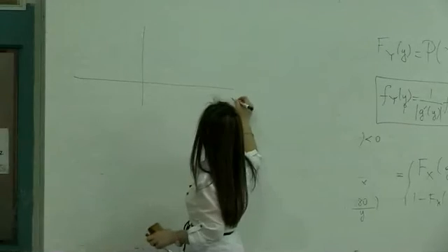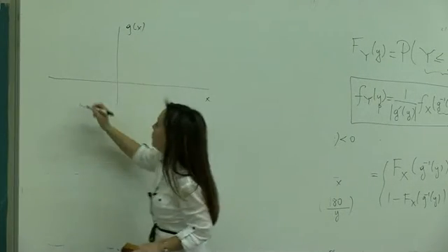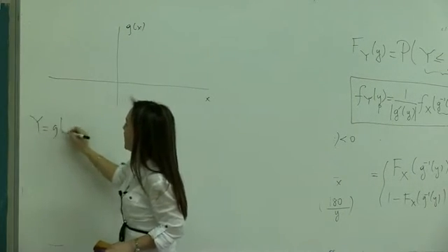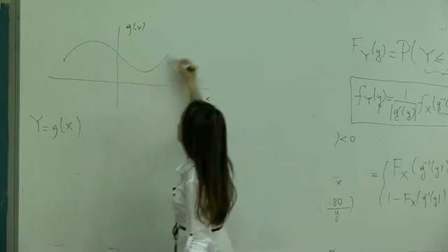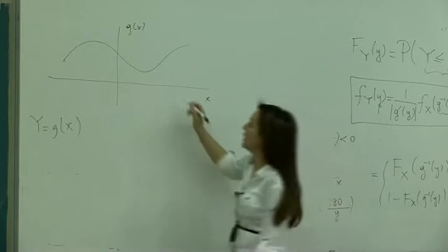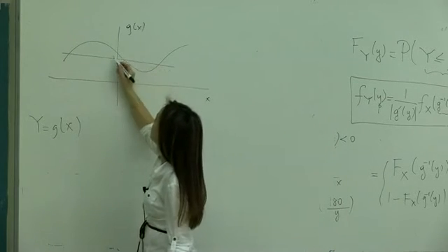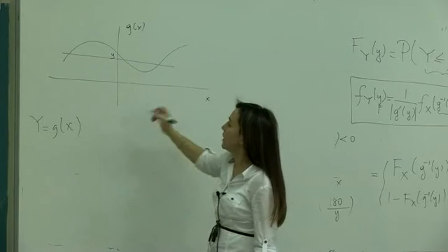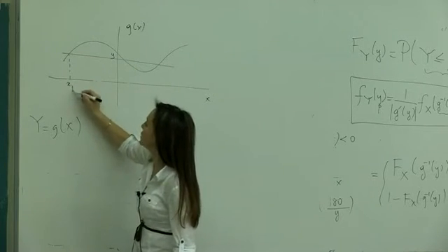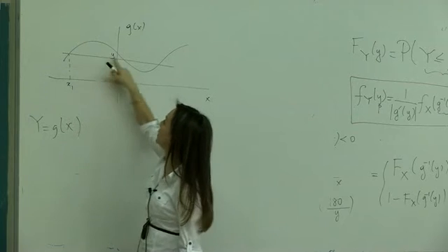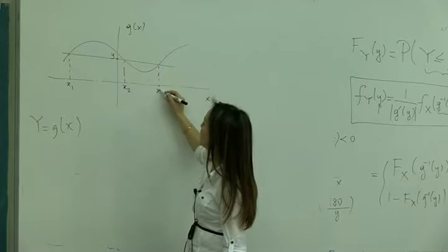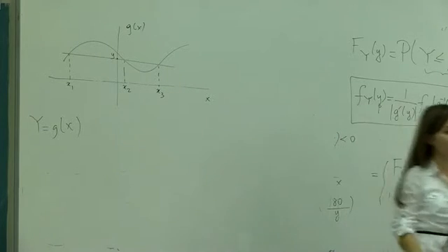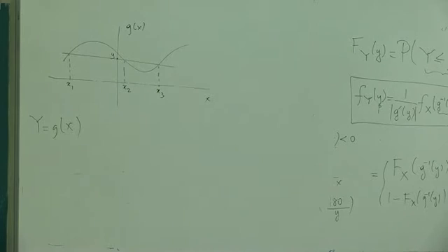Okay, so in this case, I have y equals g of x, and the function g is not invertible. For the sake of example, consider this function. At this particular value of y, there are, in this case, 3 roots: x1 corresponds to this value y, x2, and x3. Now the question is, given the PDF of x, find the PDF of y.